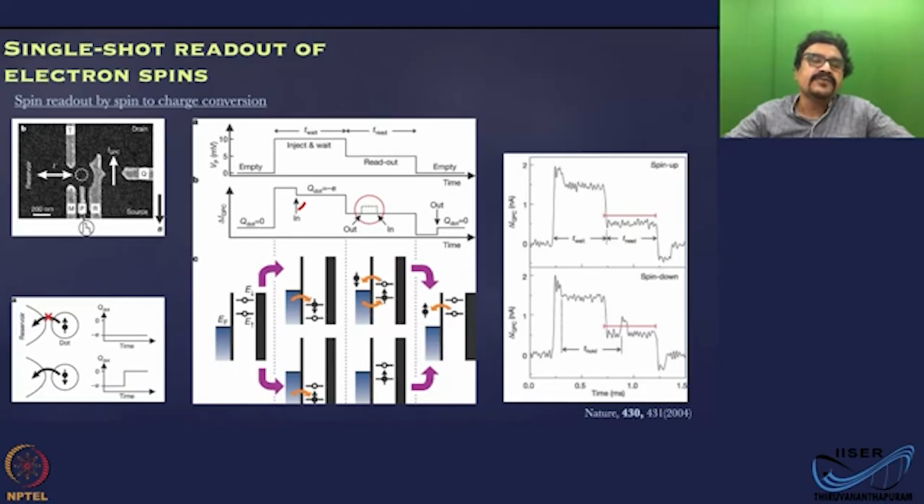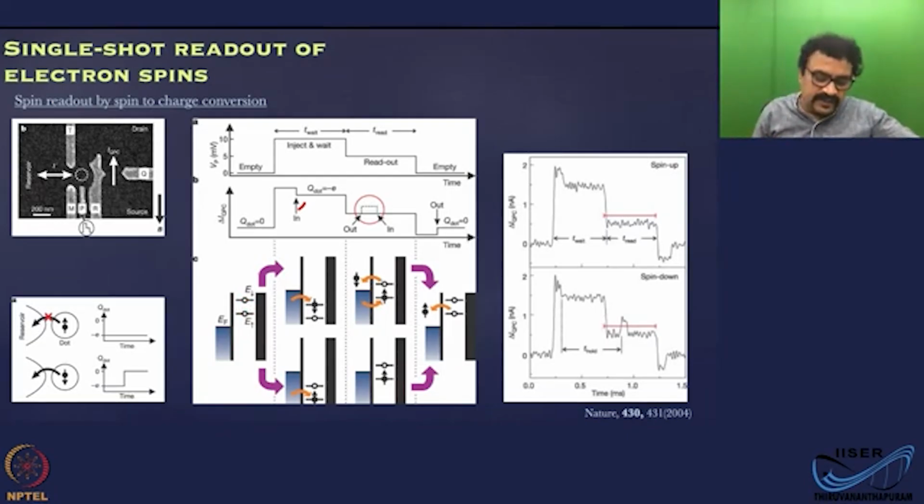Now you can tune the level such that one of the Zeeman split levels is populated, another one is empty, because when you apply a magnetic field, the state will split into two, E1 and E2 here. So before the field, these two are the same, but the moment you apply the field, you have a splitting here.